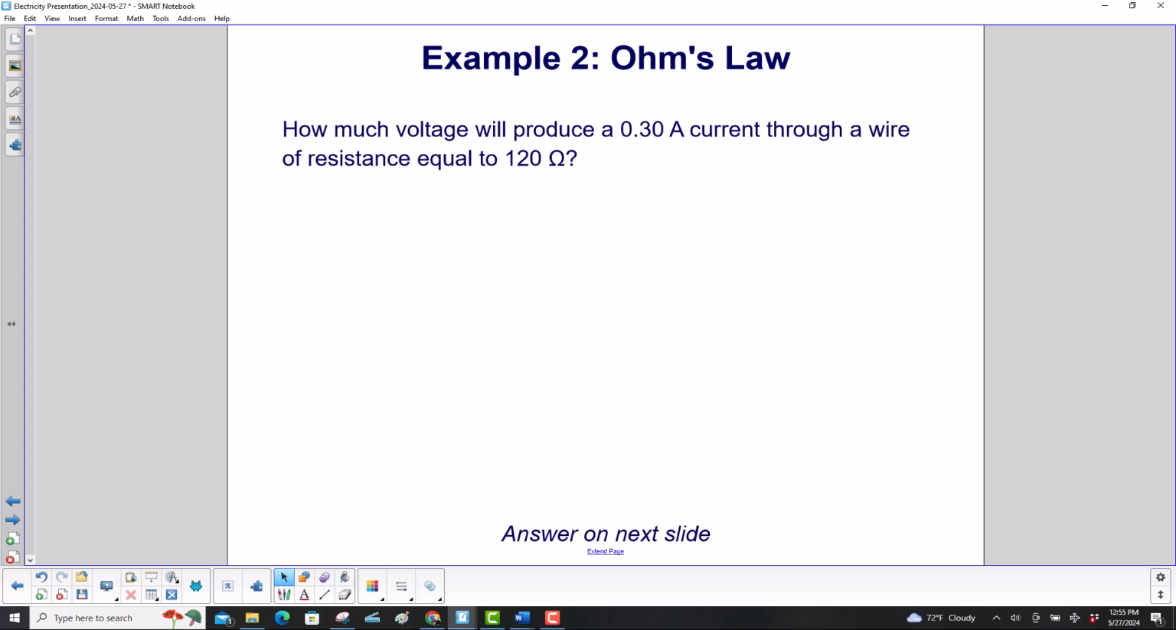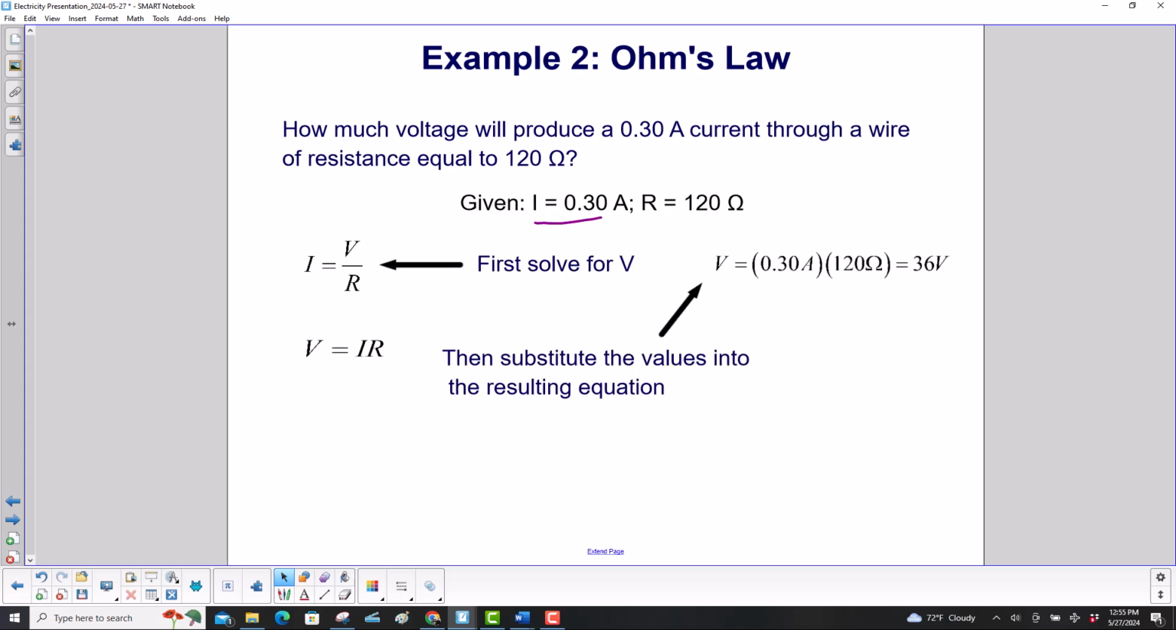How much voltage will produce a 0.30 amp current through a wire of resistance equal to 120 ohms? Well, this time we have current and resistance. So we take our version of Ohm's law here, solve that for V by multiplying both sides by R, and we get this. Substitute in our numbers, and we get 36 volts.